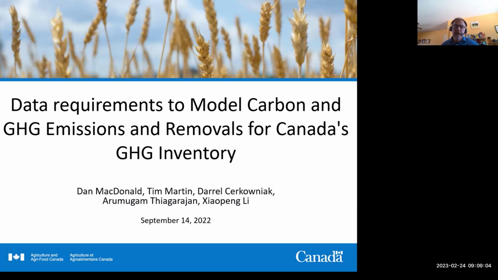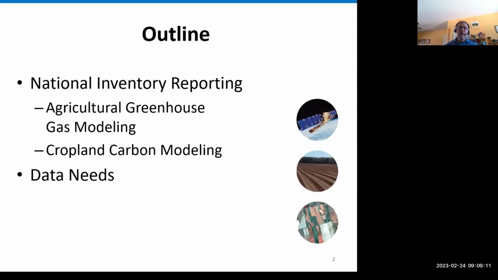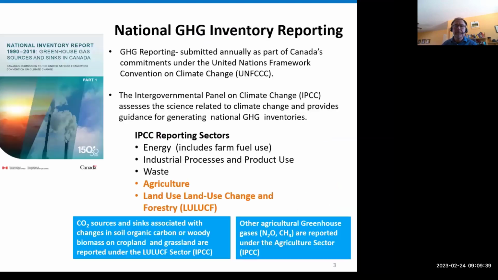I'm going to try to give you a bit of an overview of things. There we go. So I'll give you a bit of an overview of national inventory reporting, and then some of the modeling that we do in support of that. And I'll try to use one of the models as a bit of an example, so that we can get a little more detail into how that gets done and how that gets put together, and talk a little bit about the data needs, the data requirements that we currently have.